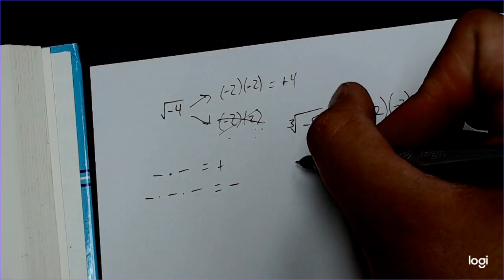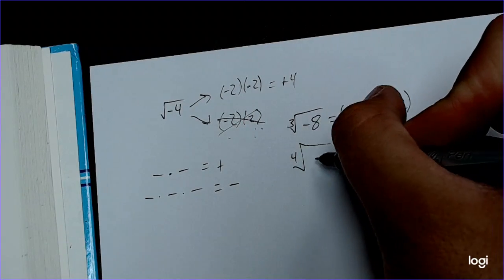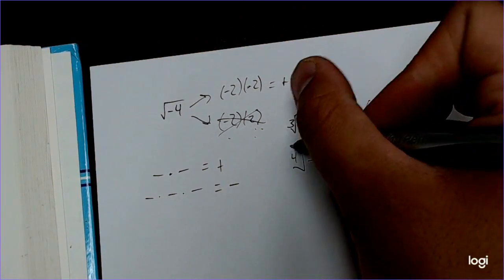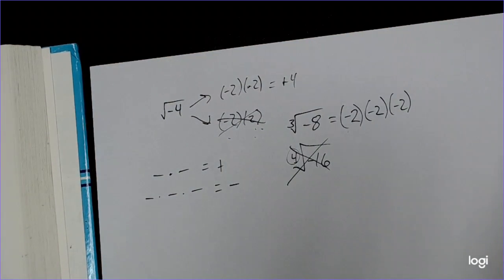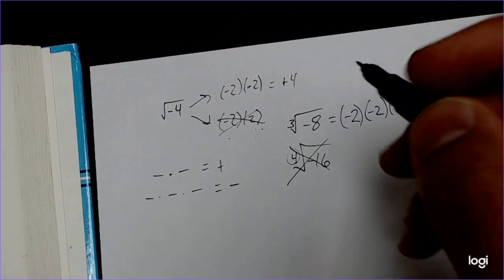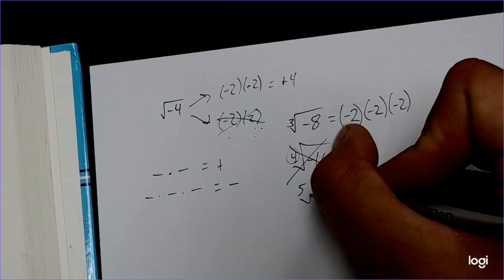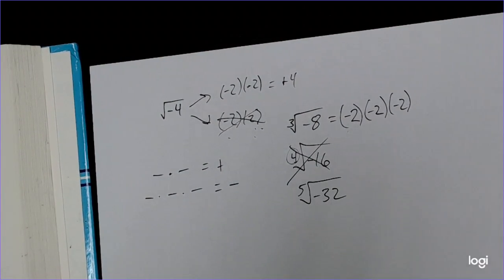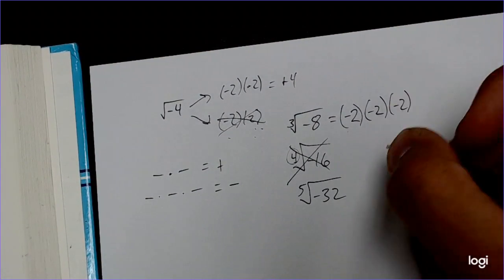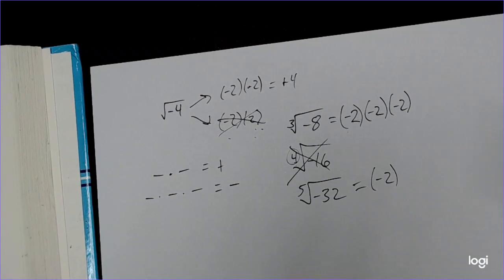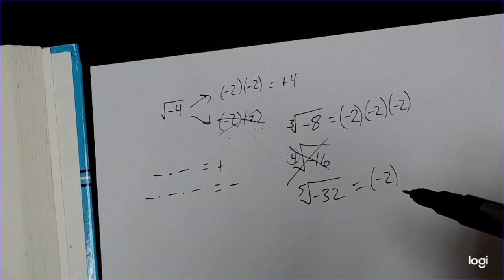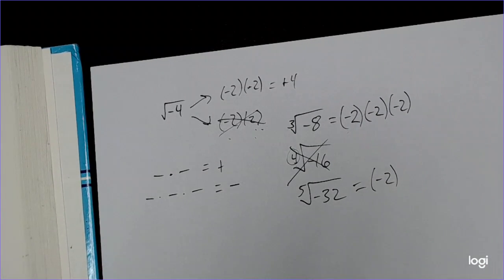Could I do a fourth root of -16? No, not possible, because you can't have even roots of negative numbers. Could I do the fifth root of -32? Yes, I could. I'm going to do a little bit of cheating, but I know that the answer to that is also -2. So if you have odd number roots, they can be negative. So that's the first lesson: odd number roots can be negative.